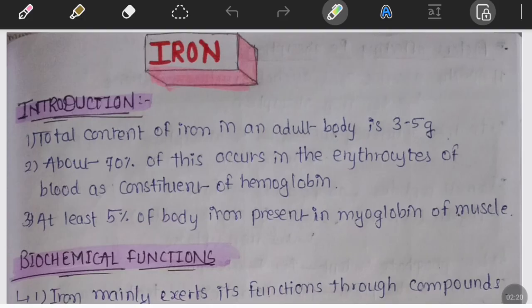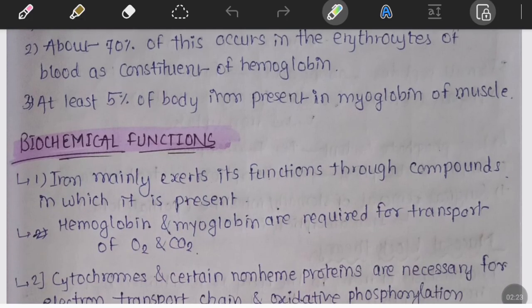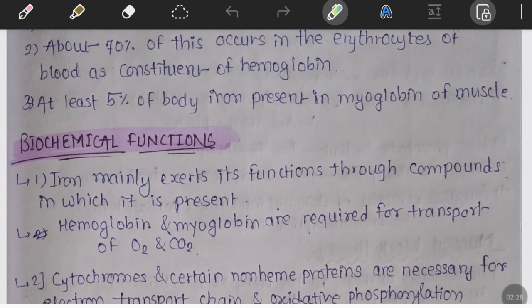Let's start with the most important function, that is oxygen transport. Without iron, hemoglobin cannot bind oxygen. Imagine a delivery truck. Without a driver, the truck exists but nothing gets delivered. Similarly, hemoglobin without iron cannot transport oxygen. This is why iron deficiency causes fatigue and breathlessness. But oxygen transport isn't the only job.